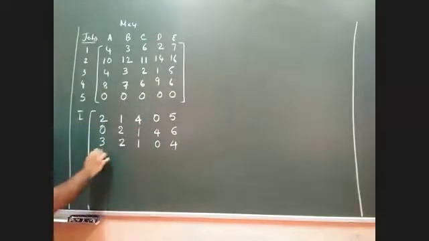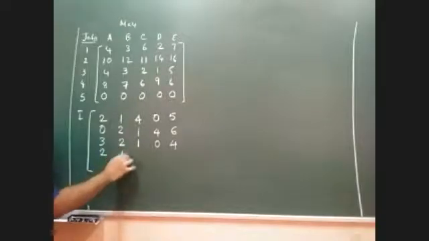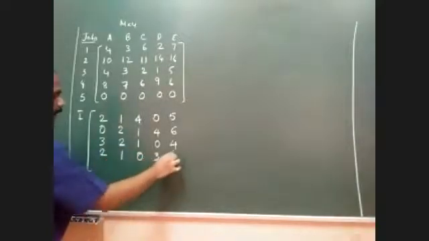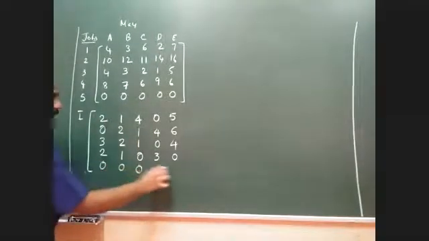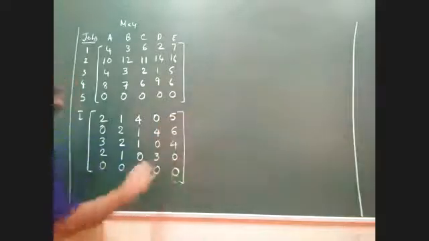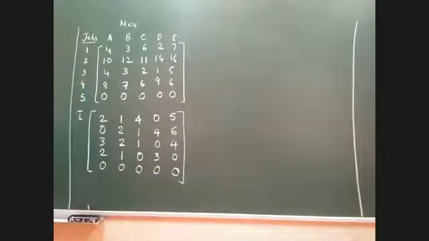Therefore, after subtraction, we get 2, 1, 0, and 0. And finally, in the last row, since all the values are 0, obviously we get the same values. So now the first step is successfully done. Now we'll move on to step number 2. Step number 2 is column subtraction.